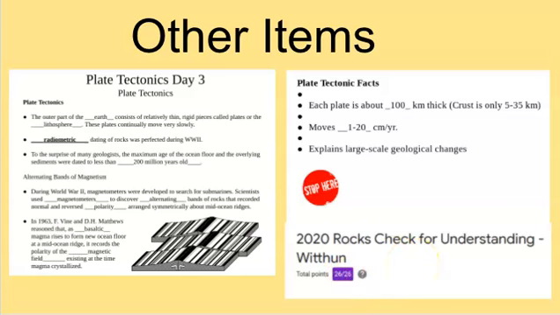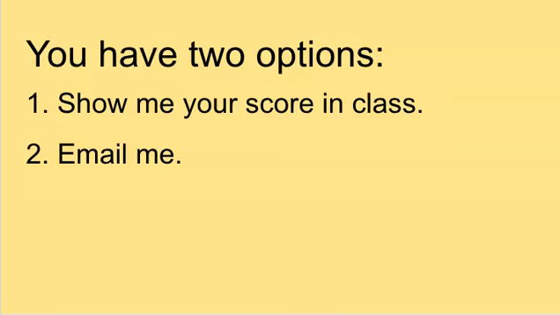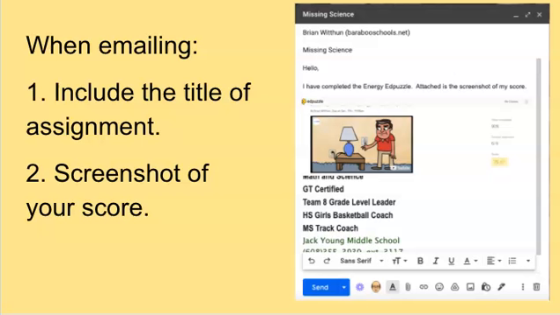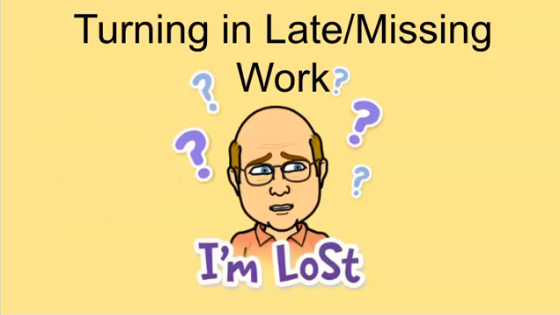So again, you can turn in assignments 2 different ways. You can show me in class. This is probably the easiest. Or you can email me. And if you email me, you must include the title of the assignment and you must include the screenshot of your score. So if you have any questions about turning in missing or late work, make sure you ask, because I don't want you not to get credit for things that you do because you're not following the right procedures. So you can turn in missing work, but you're going to have to help me out and figure out what you're missing, what the score is. Thanks.